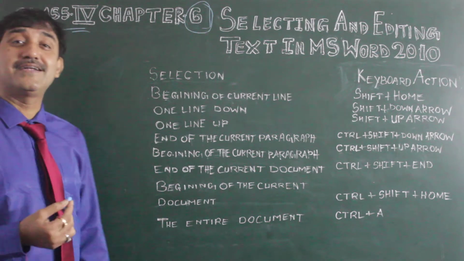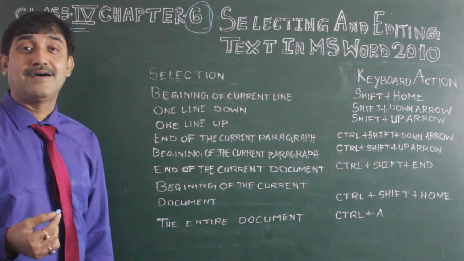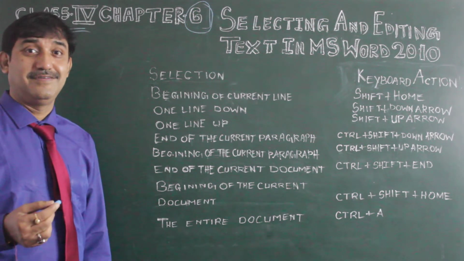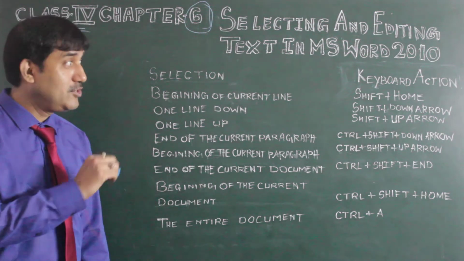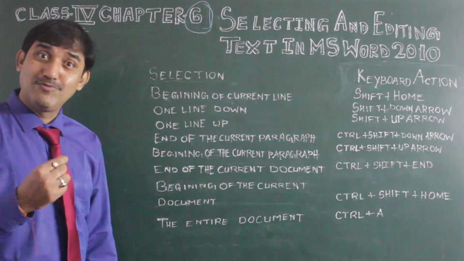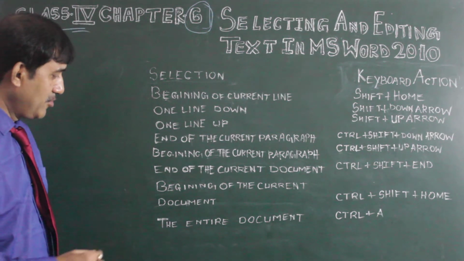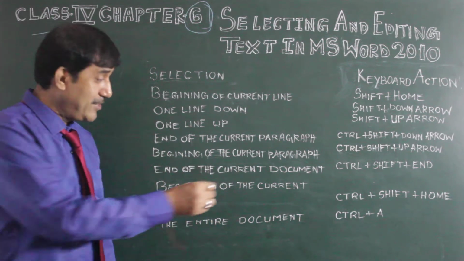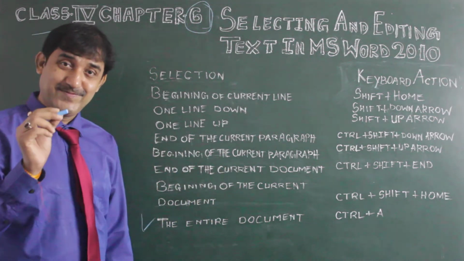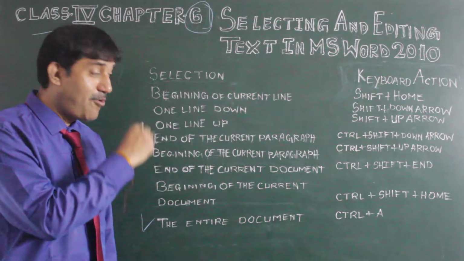You will find that some of the key actions are also very fast. Even if you don't use the mouse, you can use the keyboard actions to do it fast. For example, to select the entire document, you can press Ctrl A. So using Ctrl plus A, the whole document is selected.